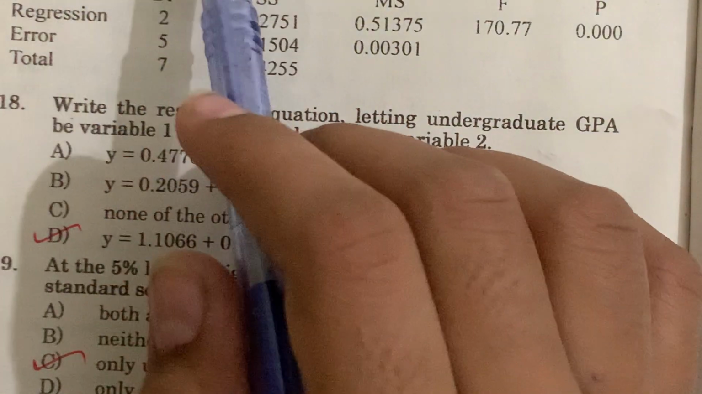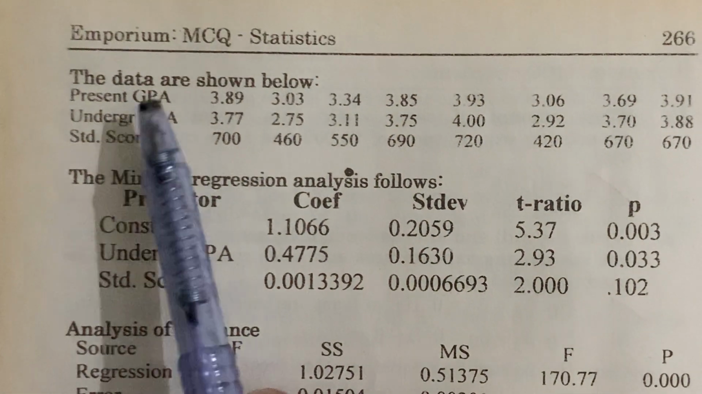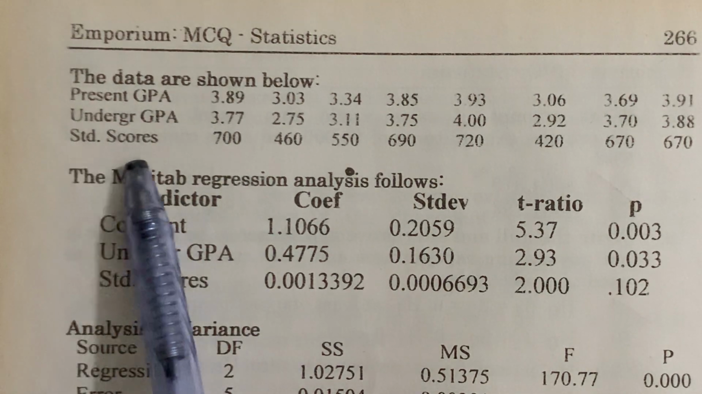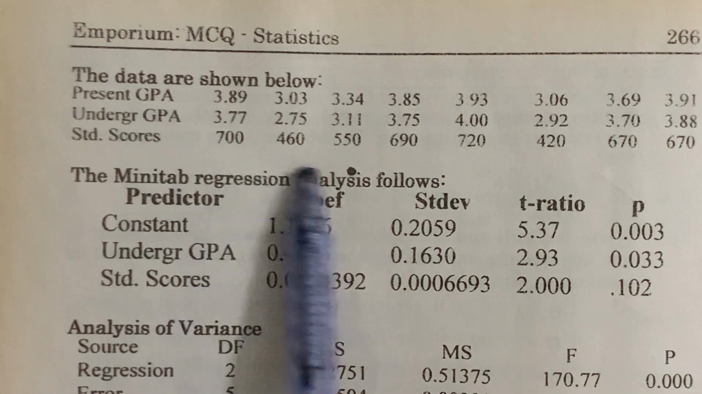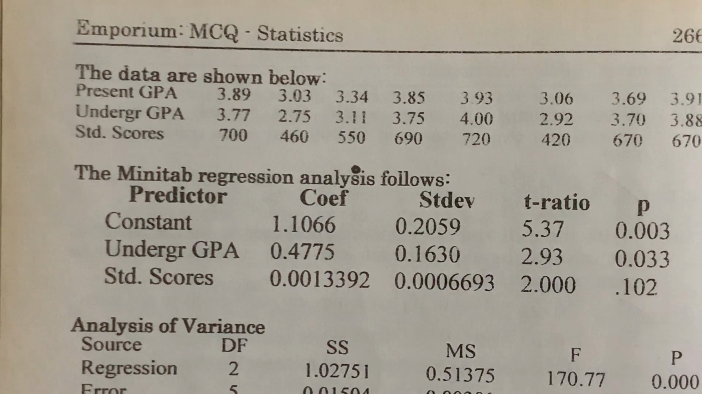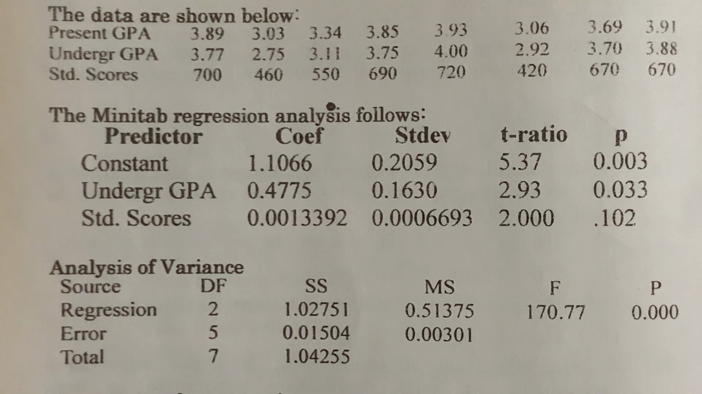Now we have the data which is shown as present GPA, under GPA and STT scores. ठीक है, ये हमारे पास यहाँ पर डेटा है. अब हमने इसके आंसर्स सॉल्व करने हैं, तो आप डेटा एक बार देख सकते हैं.